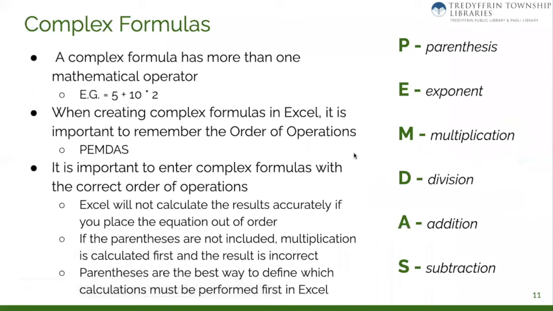A complex formula has more than one mathematical operator. For example, I have equals 5 plus 10 times 2, which is considered a complex formula.